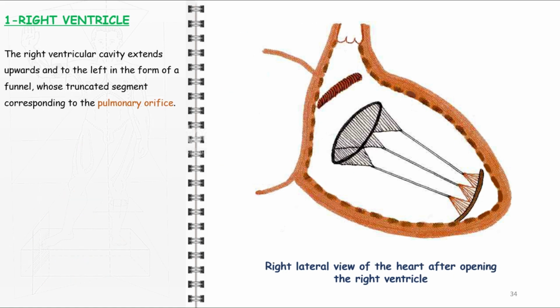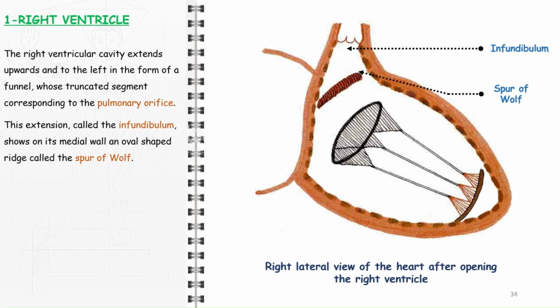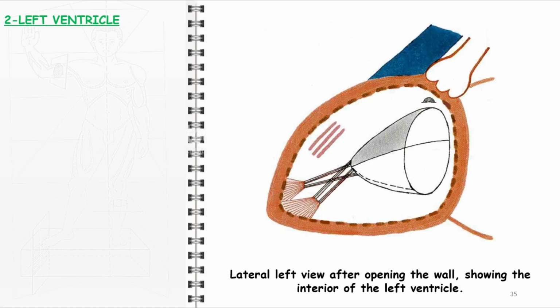The right ventricular cavity extends upwards and to the left in the form of a funnel, whose truncated segment corresponds to the pulmonary orifice. This extension, called the infundibulum, shows on its medial wall an oval-shaped ridge called the spur of Wolf. The left ventricle's walls are much thicker than those of the right ventricle.